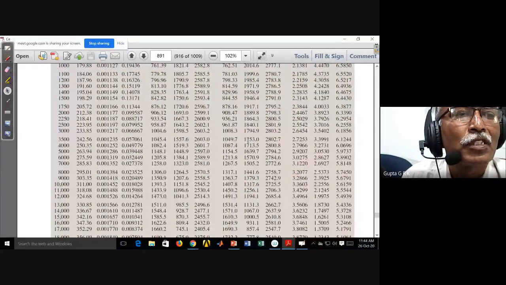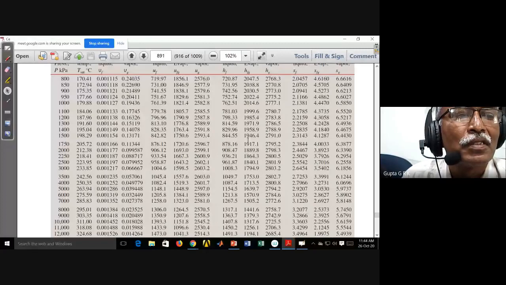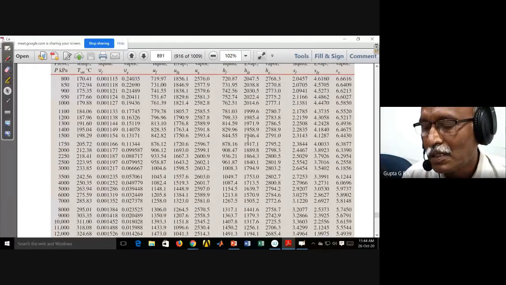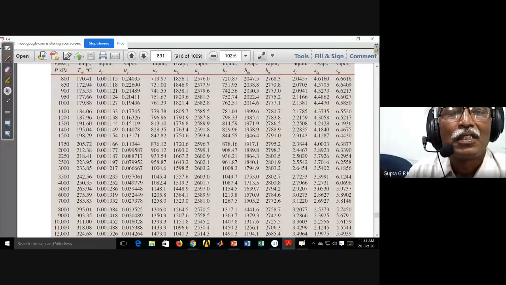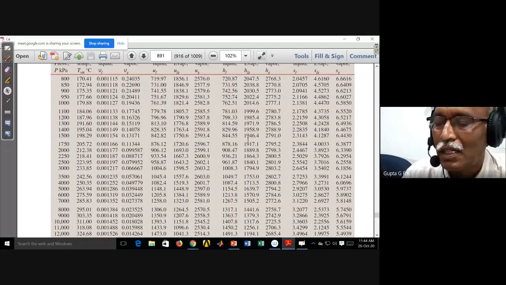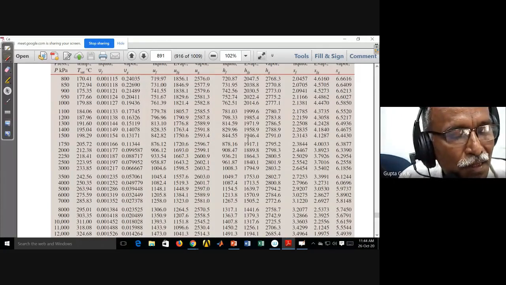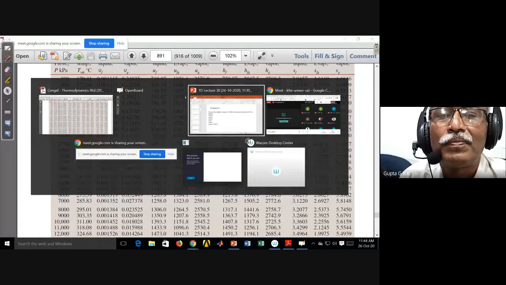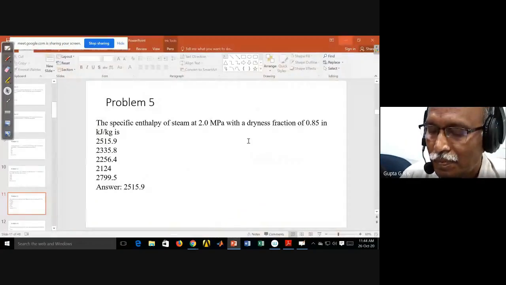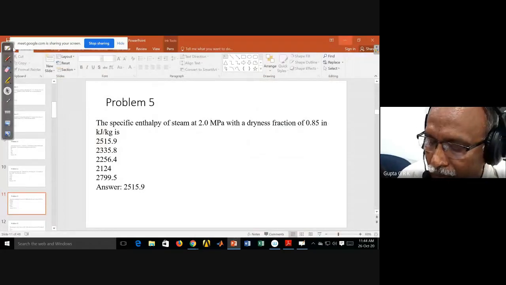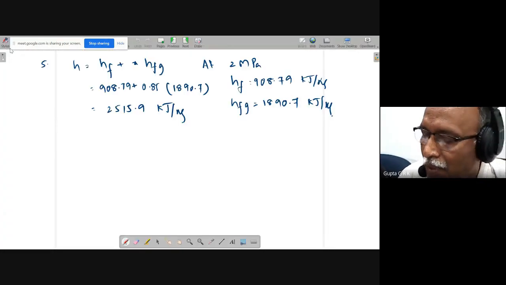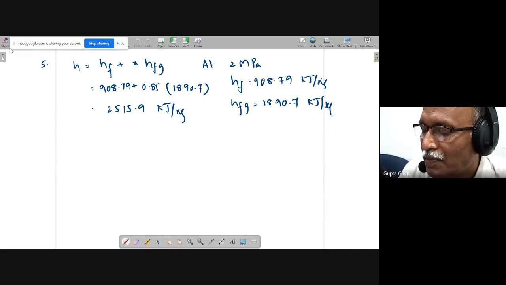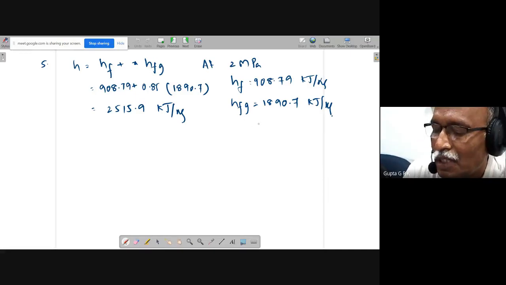So 2 megapascal means 2000 kilopascals. Corresponding to 2000 kilopascals, you have to check the hf and hfg, and x is given. At 2 megapascal, you can note down hf and hfg from the tables, and then if you substitute, you will get h straight.